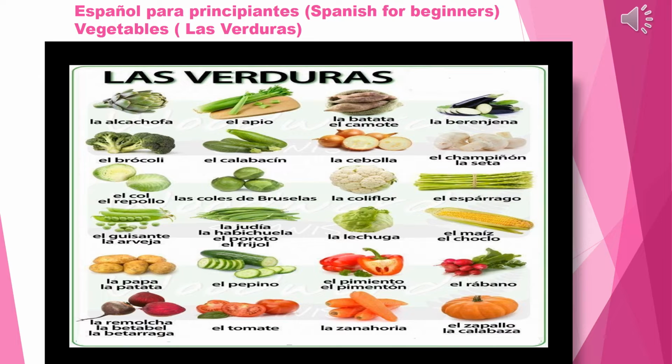Las coles de Bruselas. Repeat after me. Las coles de Bruselas. That is, it is sprout. In English, it is sprout. I hardly see such things in Africa as well.